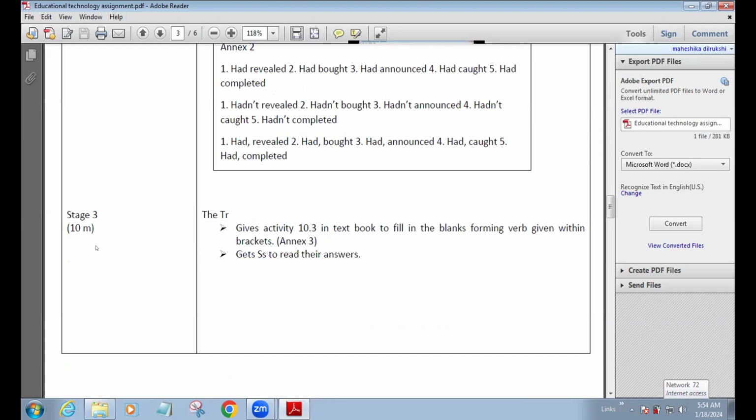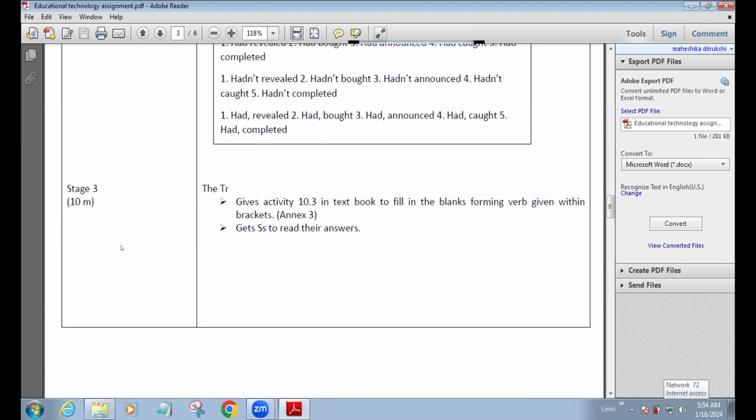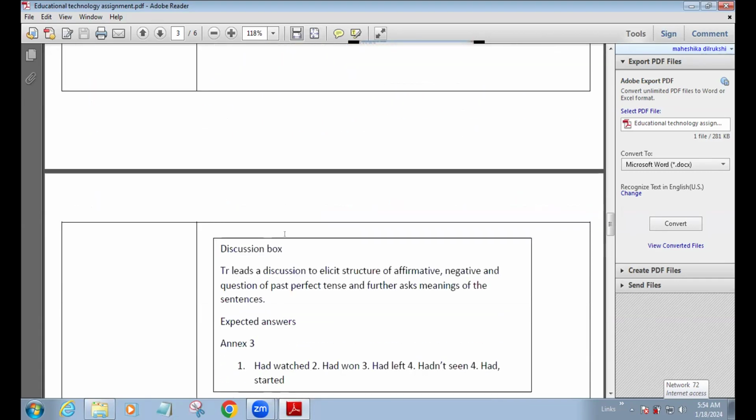Stage 3, this is the elaboration part. So we can check the students' level, and students can check whether they can grasp the structure or whether they learned the past perfect properly. So the teacher gives activity 10.3 in the textbook to fill in the blanks, forming the verb given within brackets. Annex 3, get students to read their answers.